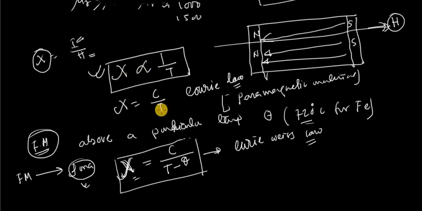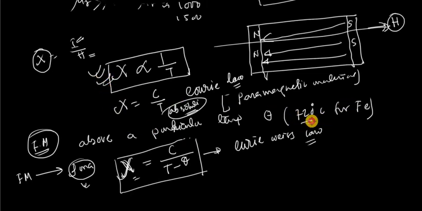So for paramagnetic material, your relation is that chi is equal to C by T. C is a constant, T is the temperature. This is in absolute temperature. You have to measure the temperature in the absolute scale. But for ferromagnetic material, this formula does not hold good.